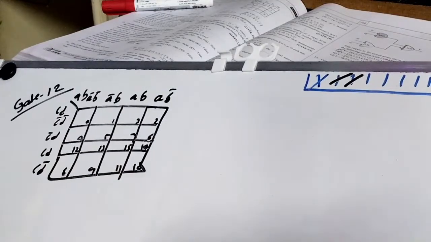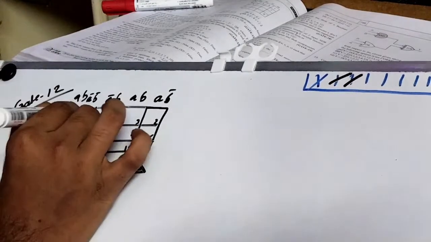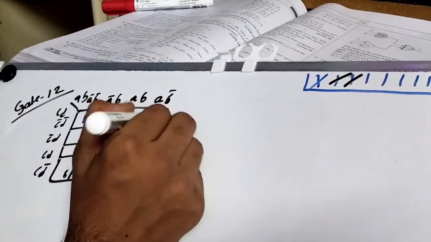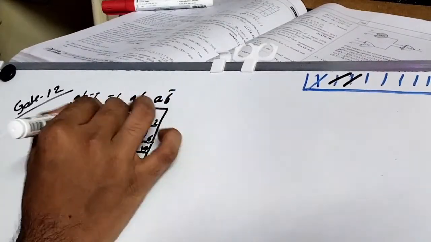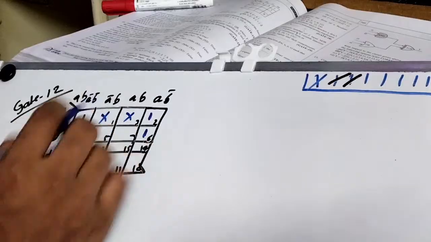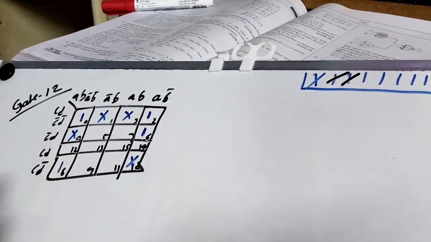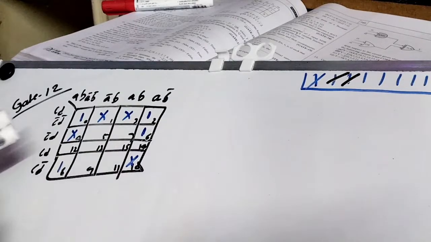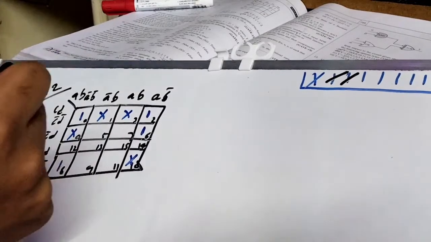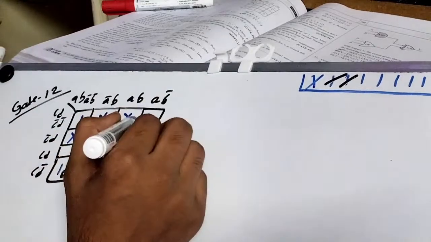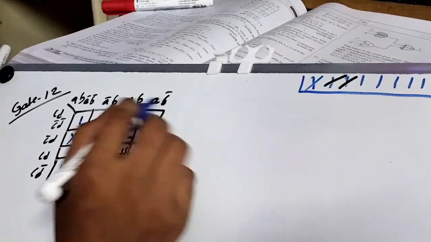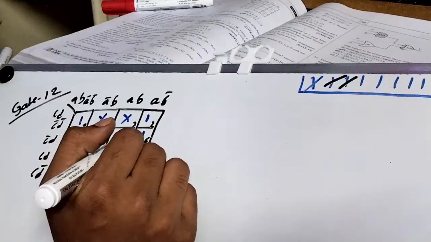So they have given here a one and here one, one. These two are don't care conditions. We can use them to simplify the expression wherever helpful. We have to find the minimal form of the K-map. First of all, we have to group the most terms possible.